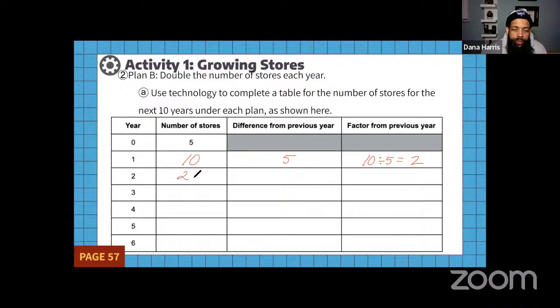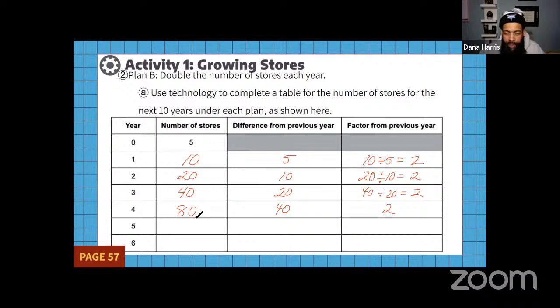If I have 10 stores and I double that, that's going to give me 20 stores. So then the difference is 10. And once again, 20 divided by 10, this year's stores divided by last year's stores, I get 2. If that 20 doubles, then I get 40, and that is a difference of 20 stores. And then 40 divided by 20 equals 2. We go from 40 to 80, and that's a difference of 40. Still, the factor is 2.